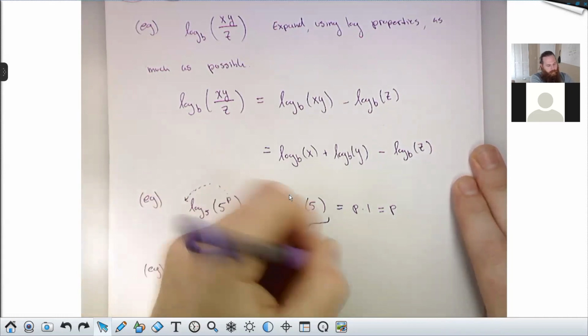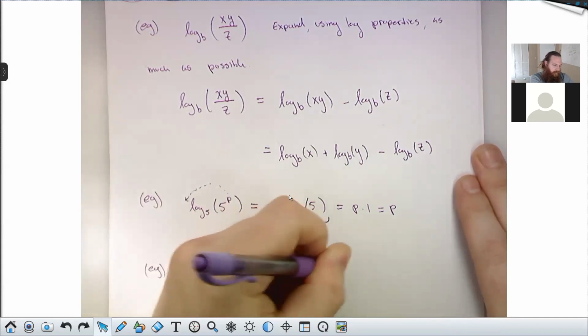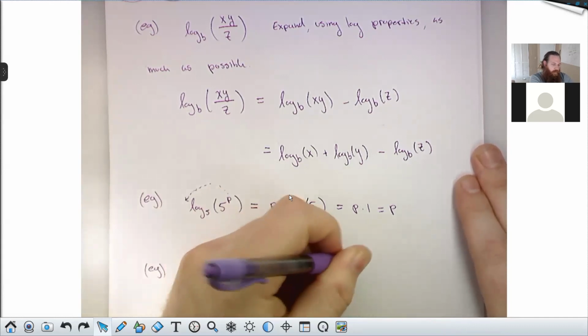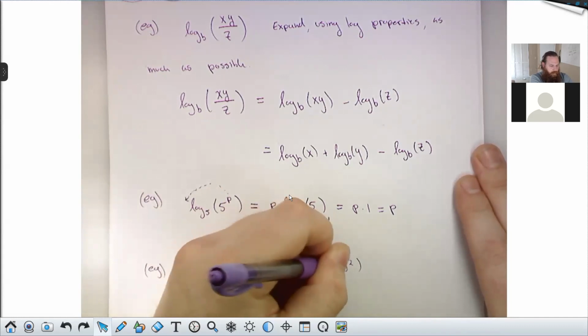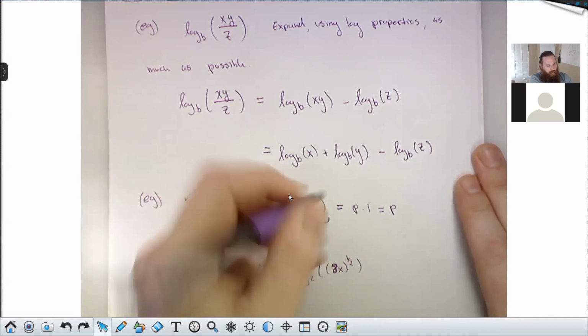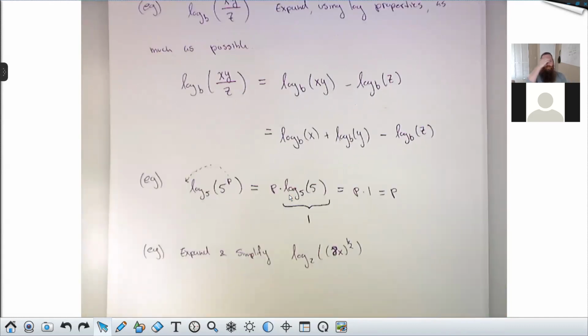The base 2 log of 8x to the 1/2. Sorry, my 8 got a little bit wonky there. All right. So I want to begin with this expression and use some combination of the 3 rules from the last page to expand it out as far as possible into a bunch of pieces all looking nice and simple.